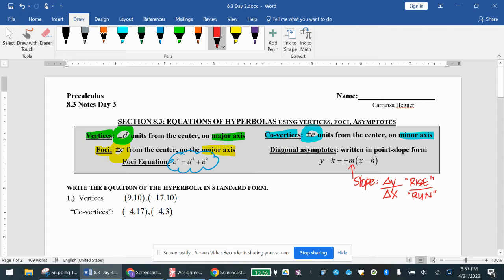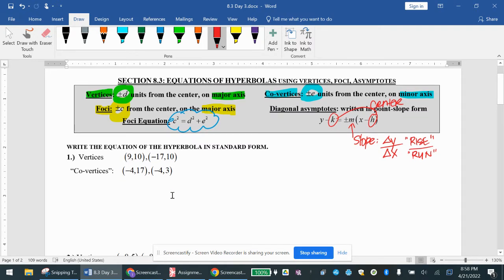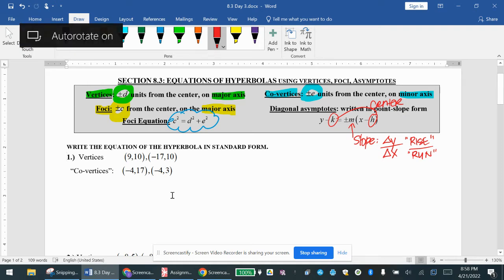Also remember that the k and the h are part of the center in the point-slope equation. So the k and the h are from the center of the hyperbola. First things first, quick reminder, just like we did with ellipses, the center of the hyperbola is exactly halfway between the vertices and the co-vertices. So to find the center, you can add the x values, divide by 2, and add the y values and divide by 2 for any of these pairs.